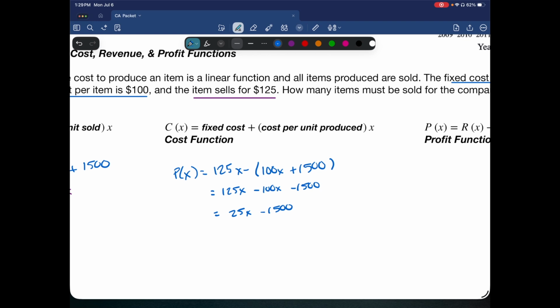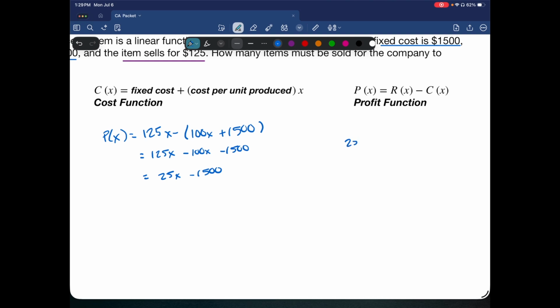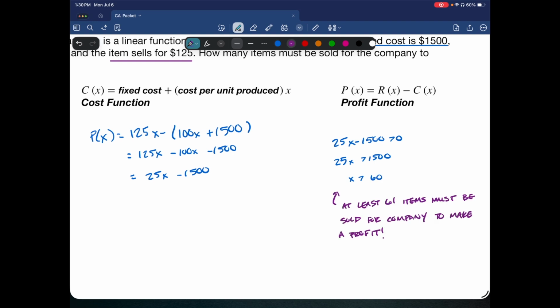When do I make a profit? When this is greater than 0. All right, so 25x minus 1,500 greater than 0. I want to know when this is true. So 25x greater than 1,500. Add the 1,500 to both sides, and I divide by 25. x is greater than 60. All right, so it says greater than 60, which means at 60 items, I'm still not making a profit. If it were greater than or equal to 60, that means 60 items would turn a profit. So that means at least 61 items must be sold for this company to make a profit.